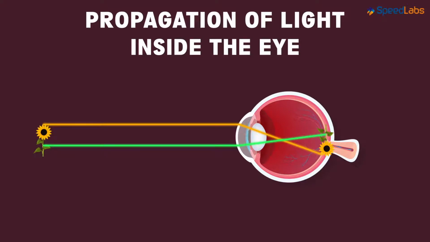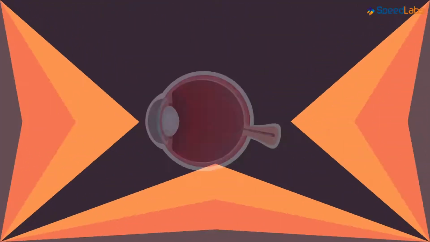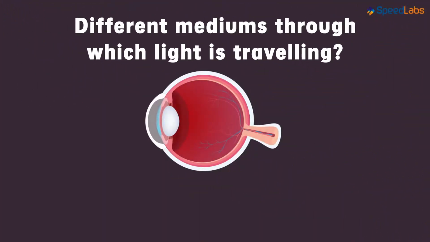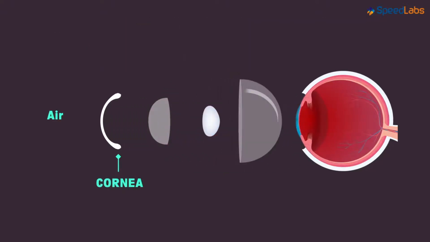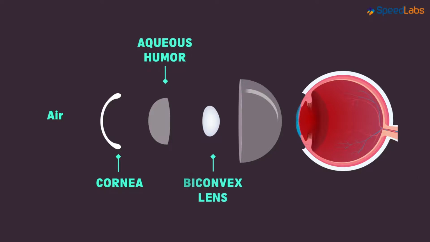There are multiple refractions occurring inside. In fact, much of the refraction occurs before the light reaches the lens. Let me get a bit technical here. Look at the eye closely. What are the different mediums through which light travels before it reaches the retina? There's air, then there's cornea, then we have the aqueous humor, then the lens, and finally through the vitreous humor.